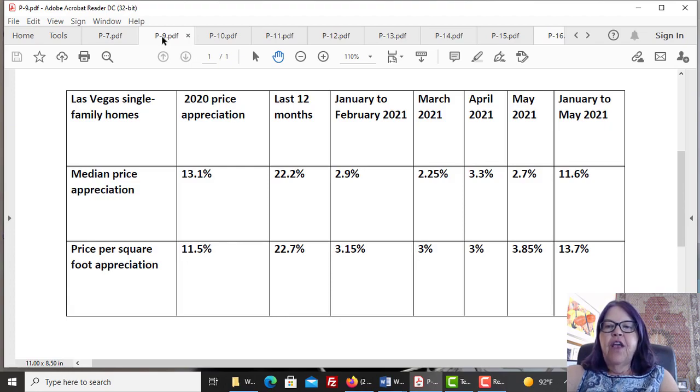In our last Las Vegas real estate market video, we predicted that the 3% appreciation rates of previous months would be surpassed in May through July, and we were right on the mark. Las Vegas homes' price per square foot appreciated by an incredible 3.85% in May, and this high rate should continue for the next 3 months.